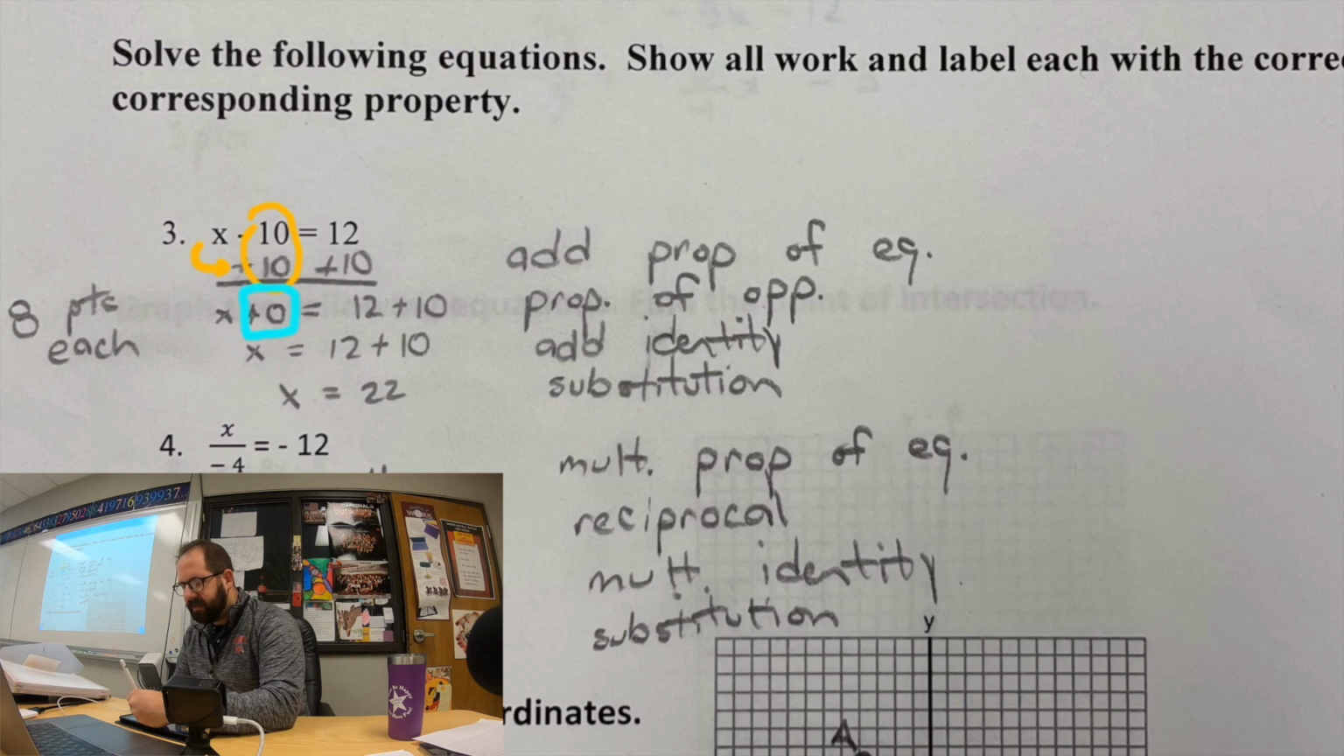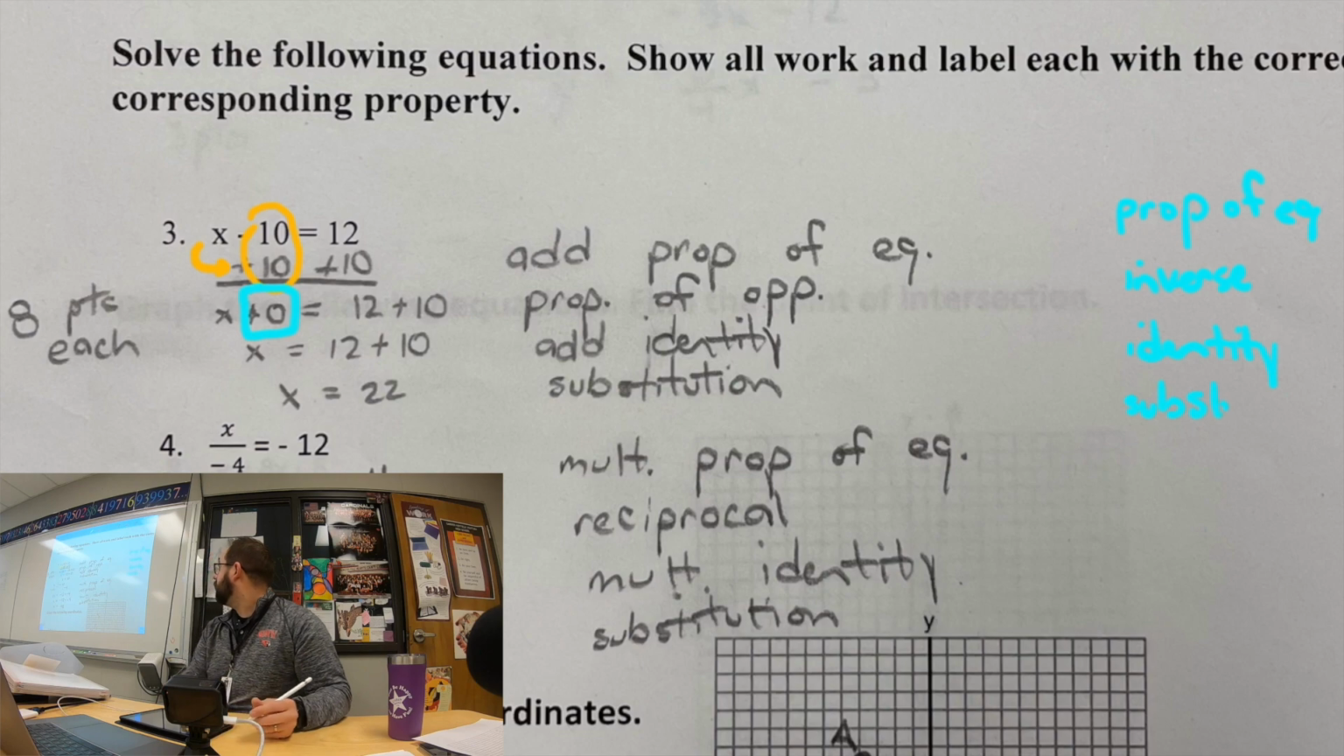Again, it goes property of equality, some type of equality where you're adding or subtracting, multiplying or dividing. You're doing some type of inverse, and you have to be super specific on what inverse you're doing. You can't just write inverse. And then you have to do an identity. And then you had to do substitution last. That's how every property worked. So if you were looking at your notes, that's how it worked every single time.